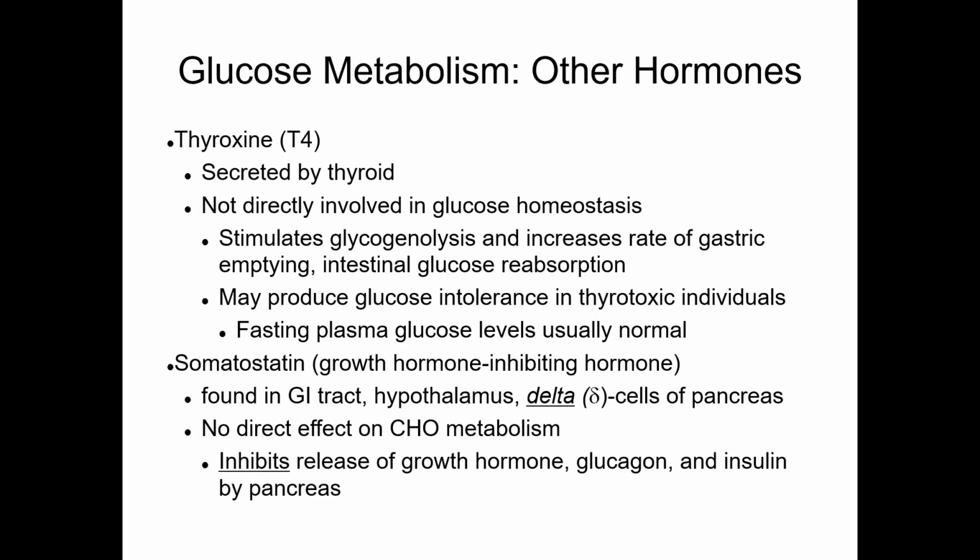Thyroxine, or T4, is secreted by the thyroid. It's not directly involved in glucose homeostasis. It stimulates glycogenolysis and increases the rate of gastric emptying and intestinal glucose reabsorption. It may produce glucose intolerance in thyrotoxic individuals. Somatostatin, or growth hormone inhibiting hormone, is found in the GI tract, hypothalamus, and the delta cells of the pancreas. It has no direct effect on carbohydrate metabolism, but it inhibits the release of growth hormone, glucagon, and insulin by the pancreas.